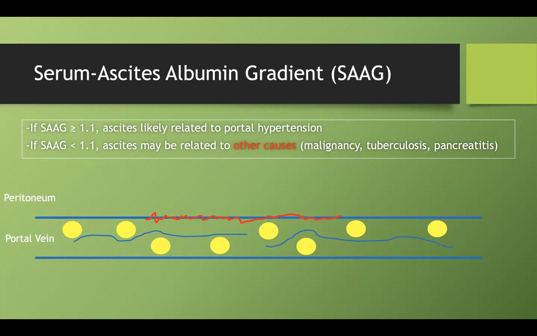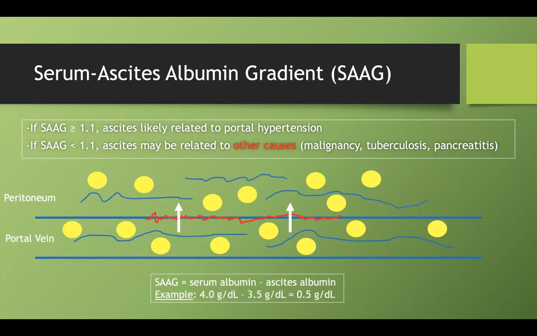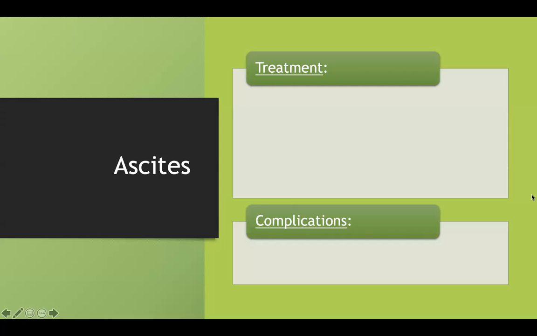If your epithelia is damaged here, anything can escape into your peritoneal cavity, including albumin. So in this case, you're going to have a higher number for your ascites albumin level. And so if you calculate the SAAG, you might get something like 0.5, which, since that's less than 1.1, means you're going to have a strong suspicion for these other causes of ascites instead of portal hypertension.